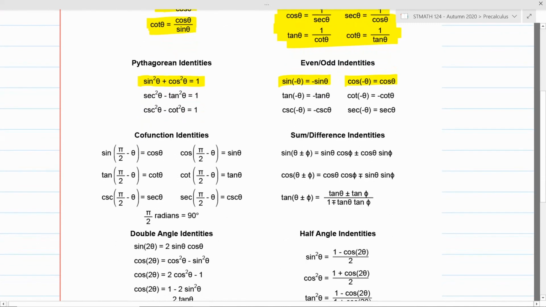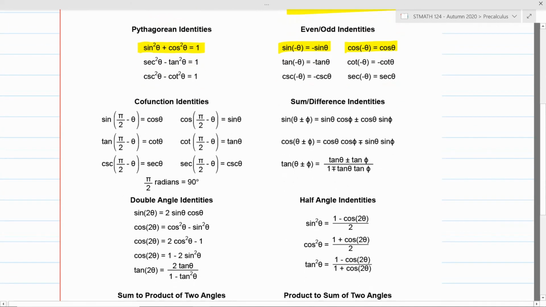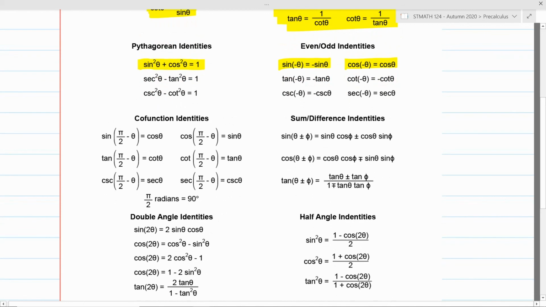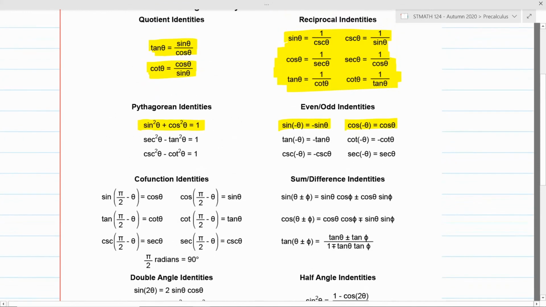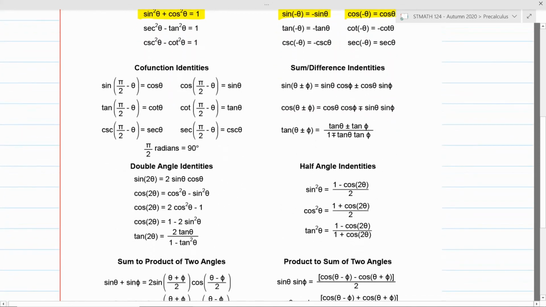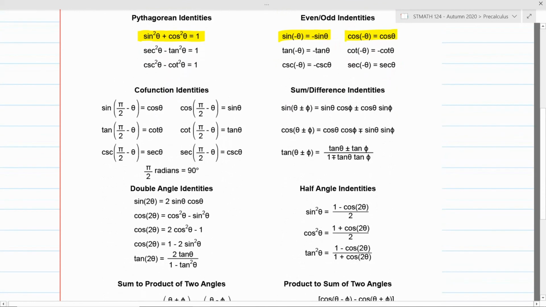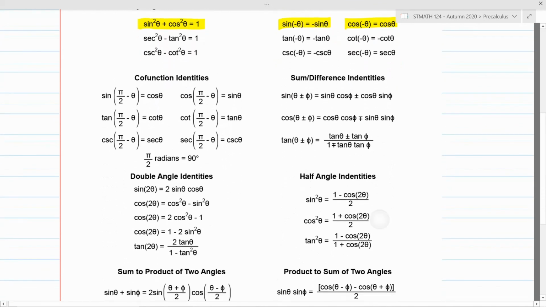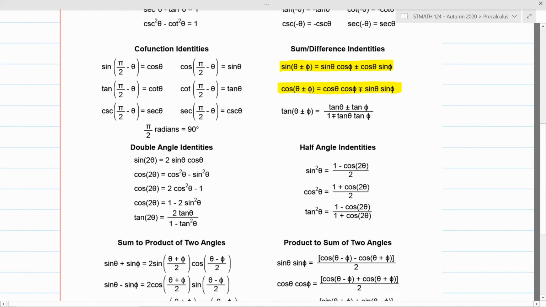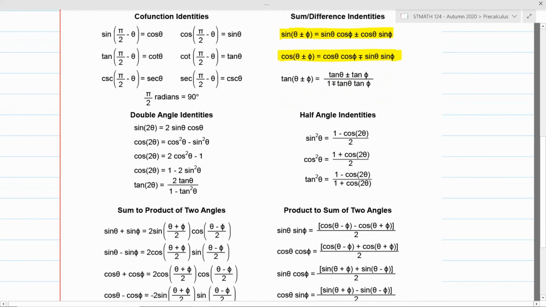Sine of negative theta equals negative sine of theta, and cosine of negative theta equals cosine of theta are useful at times. So I would know those two at least. And you can get the other four from those two pretty quickly by using the reciprocal identities and the quotient identities. Honestly, I don't use those cofunction identities very much. Sometimes they come in handy. But the sum and difference identities for sine and cosine are super important. You should know those by heart. The double angle identities are useful to have in your pocket at all times. So sine of 2 theta and cosine of 2 theta, you need to know those.